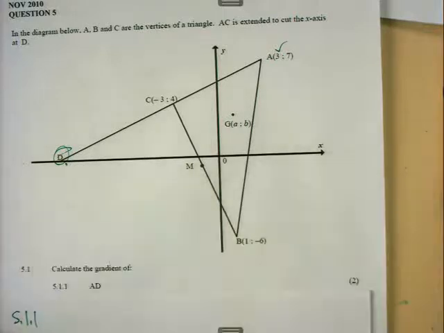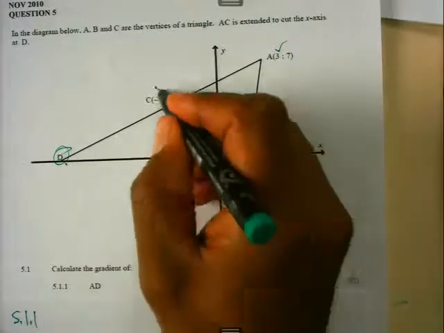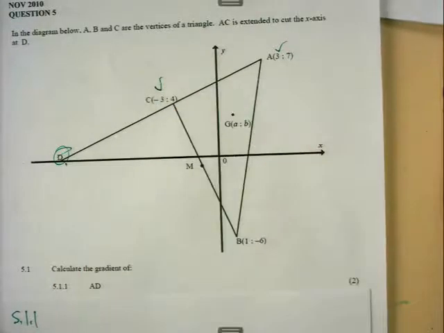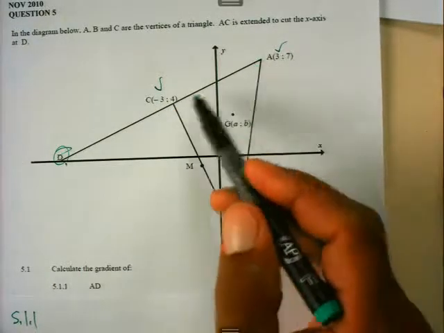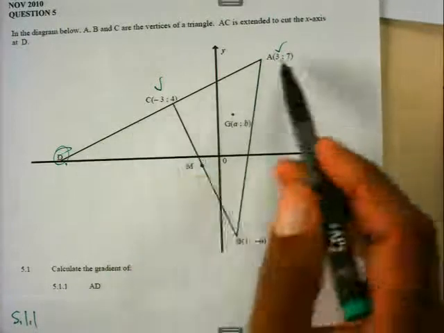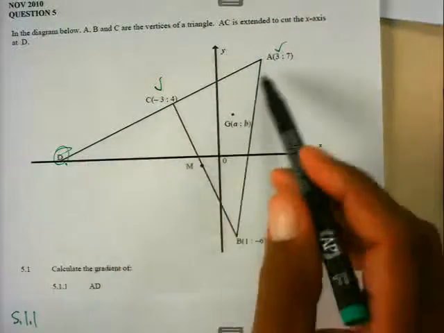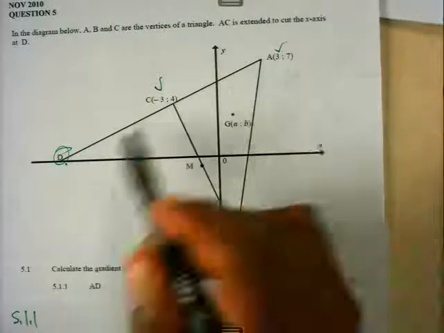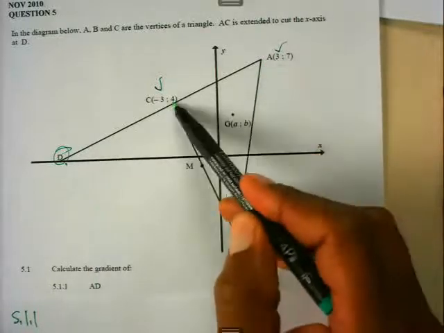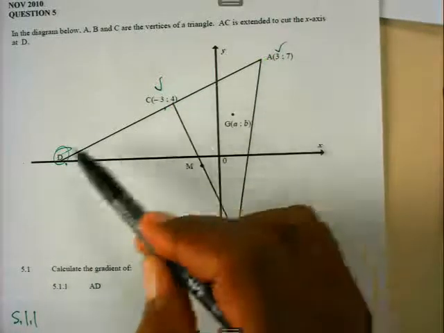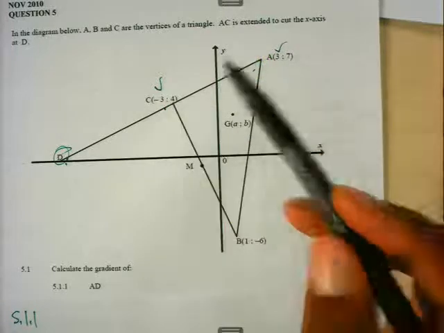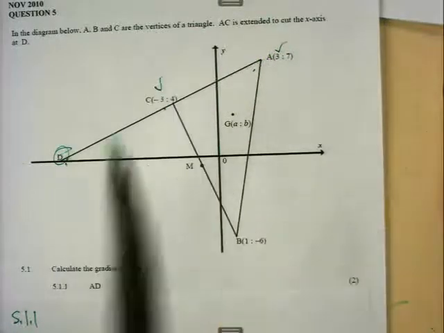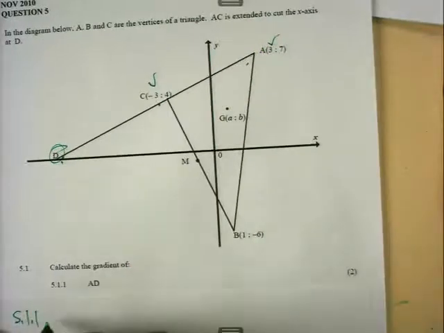Now, what is it that we're going to do? Yes, I can see some of you are pointing at C. Why are we supposed to use C? Because when you look at A, C, D, these points lie on the same line. Therefore, the gradient of AC is equal to the gradient of CD, or the gradient of AC is equal to the gradient of AD.